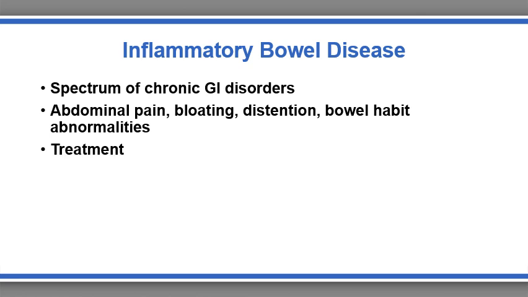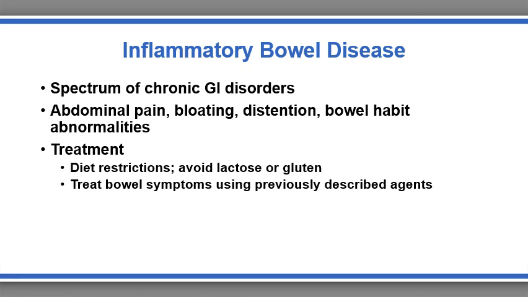Your general treatment for inflammatory bowel diseases, typically to start with, you'll always look at diet. So avoiding things like lactose or possibly gluten as a trigger for the inflammatory bowel disease. You can treat the bowel symptoms using all the previously described agents. In some situations with inflammatory bowel diseases, there may be some things that individuals don't prefer. I would encourage you to go back and connect the various symptomatic treatments that can be utilized for this, based on what we've already talked about.